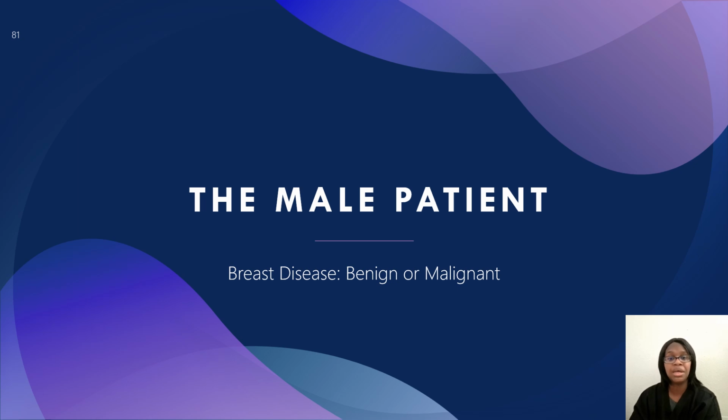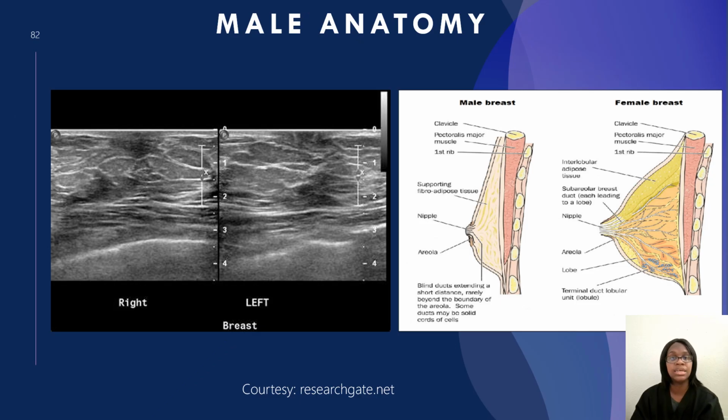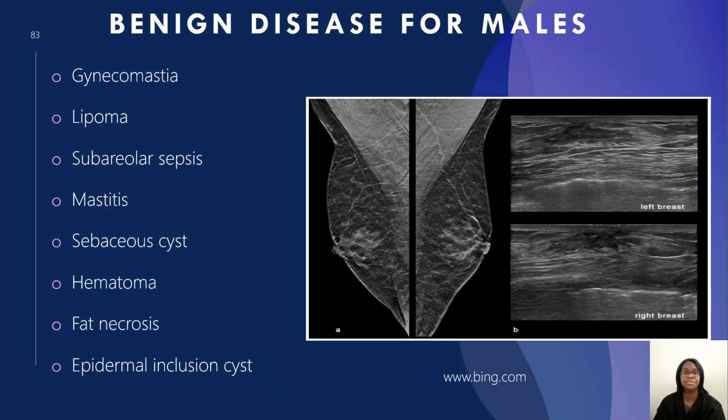We do scan male patients, so I will go over the breast disease for them. This is an example of the male breast anatomy compared to a female breast anatomy. This is how their breast will look on the image. For male breast, it's going to probably be one of these for benign disease: gynecomastia, lipoma, mastitis, a sebaceous cyst, fat necrosis.